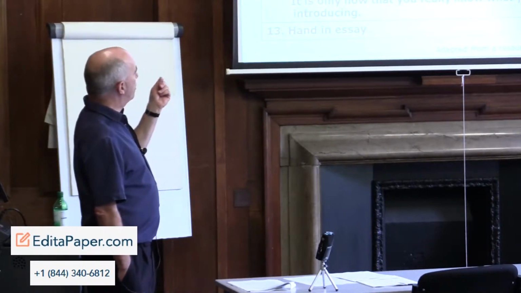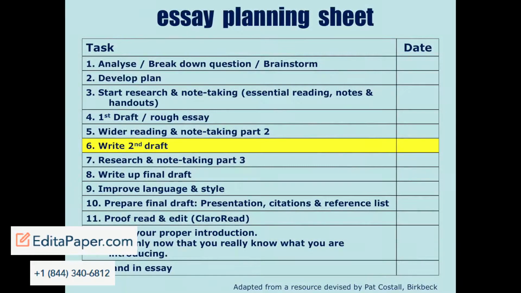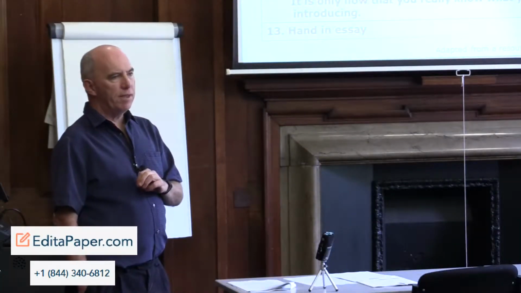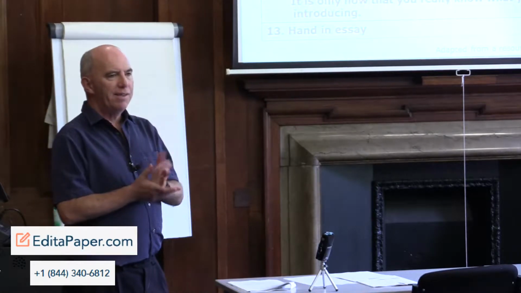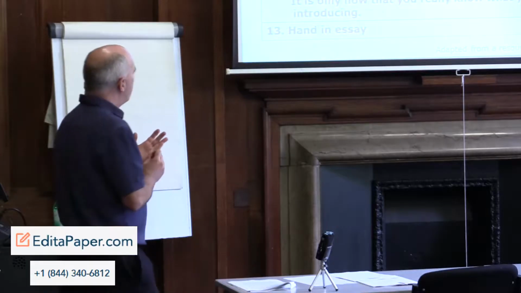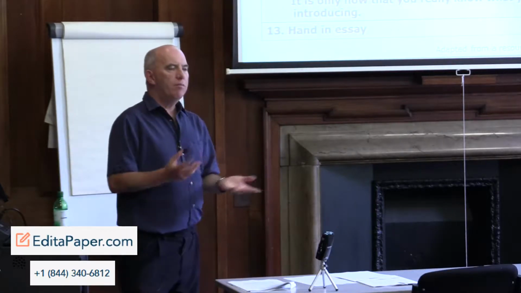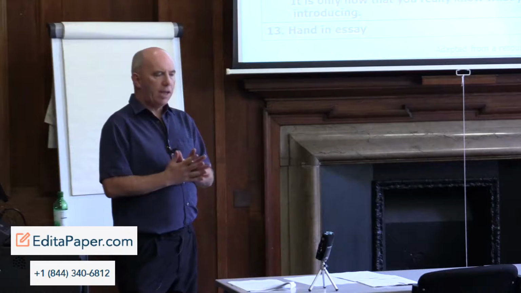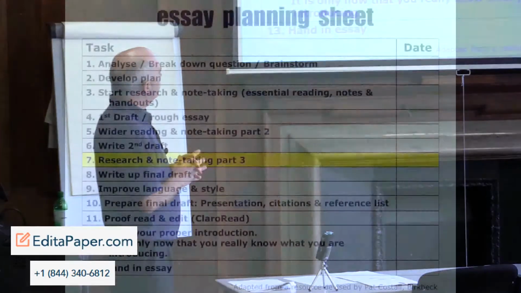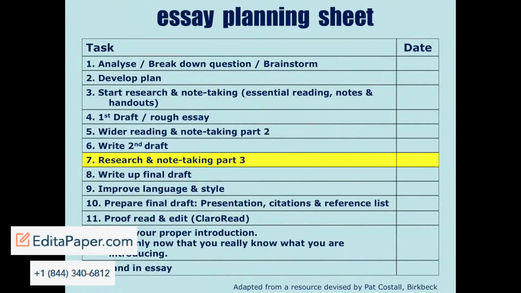And then you're in a position to go to number 6. You can write your second draft. And it should be better this time, I hope. It must be, mustn't it? Surely. But it's still not perfect. In fact, it probably never will be perfect. Anything can always be better. But your second draft, if you read it, you'll still notice maybe some gaps and weaknesses. And so if you identify those, then it helps you to do number 7, your research and note-taking part 3.